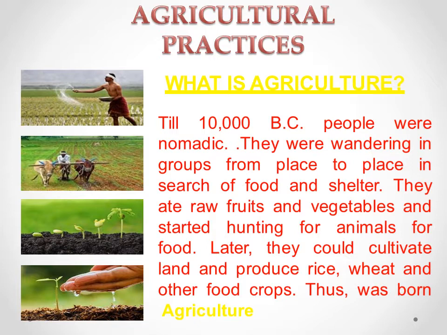People around 10,000 BC were wandering in groups from place to place in search of food and shelter. They ate raw fruits and vegetables and started hunting animals for food. Later they could cultivate land and produce rice, wheat, and several other crops. Thus was born the practice called agriculture.